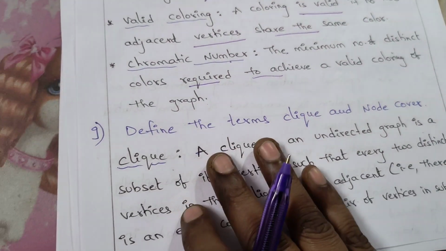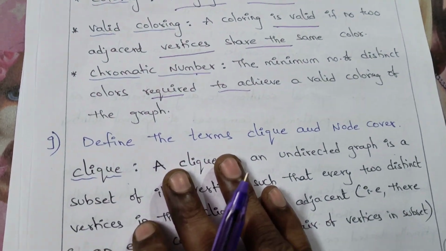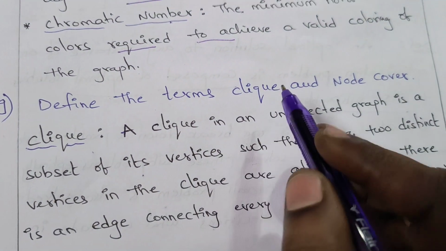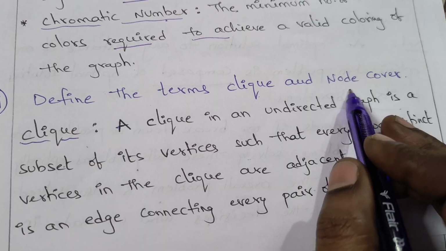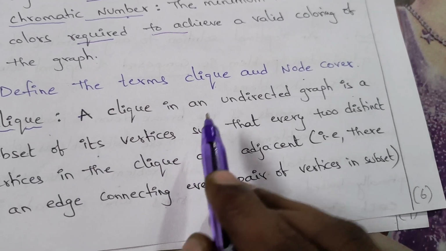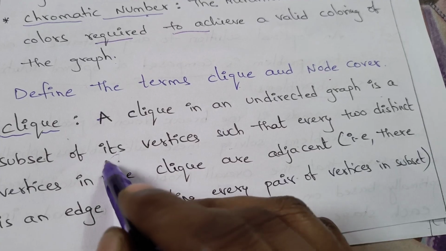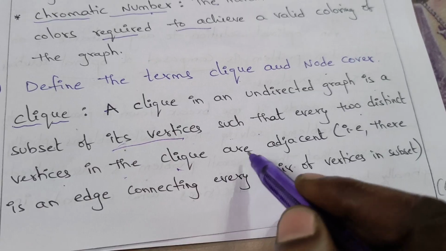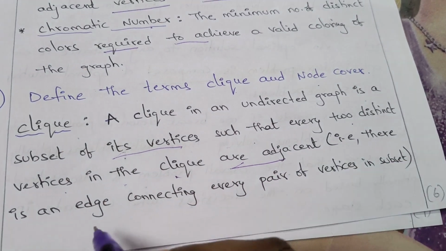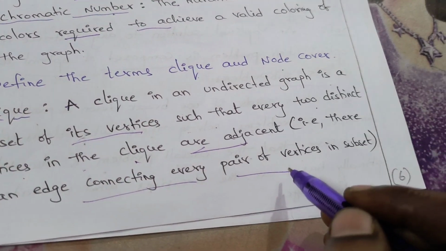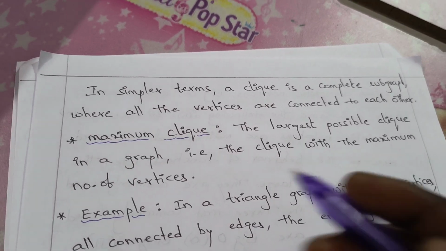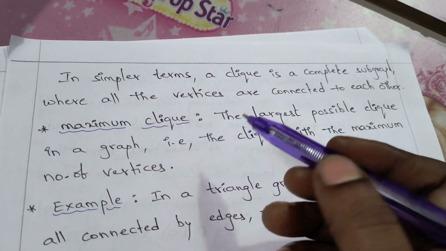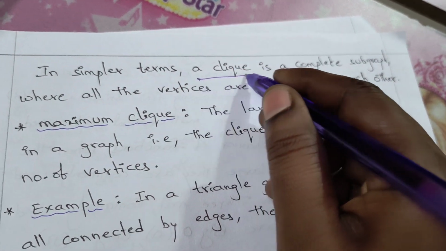Now we'll see the last question of part A. This is from the 5th unit. Define the terms clique and node cover. So what is a clique? A clique in an undirected graph is a subset of its vertices such that every two distinct vertices in the clique are adjacent. That is, there is an edge connecting every pair of vertices in the subset. In simpler terms, a clique is a complete subgraph where all the vertices are connected to each other. Even this is also enough.